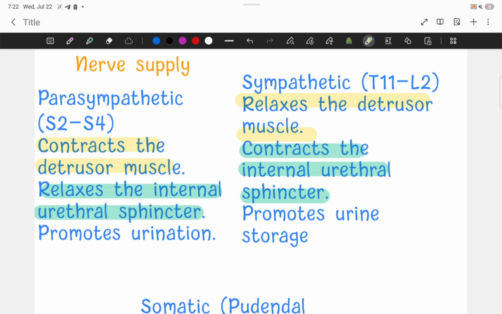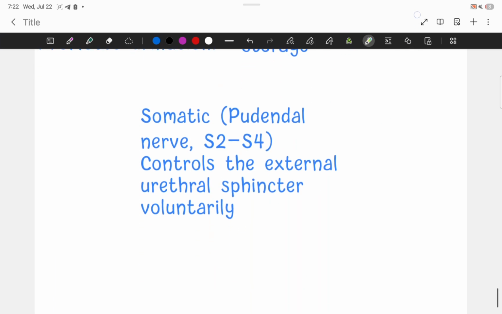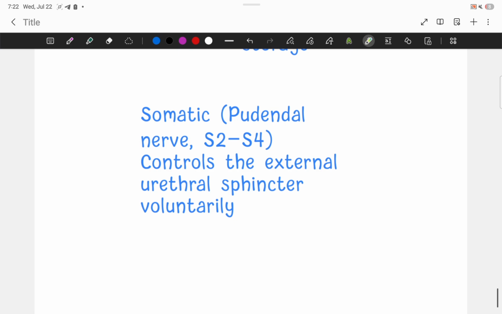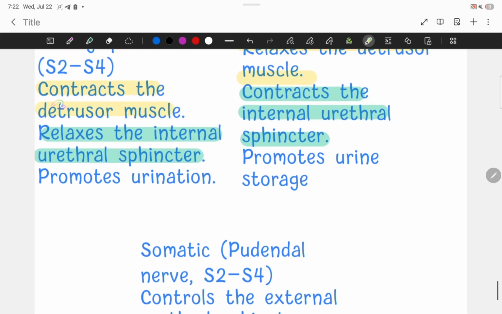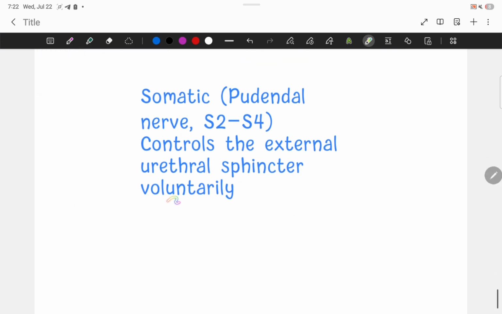This time we talk about two muscles. Where is the external urethral sphincter? We have somatic supply. The somatic supply controls the external urethral sphincter. So these two muscles, the detrusor and internal urethral sphincter, are involuntary, not voluntary, and the external is the voluntary one.